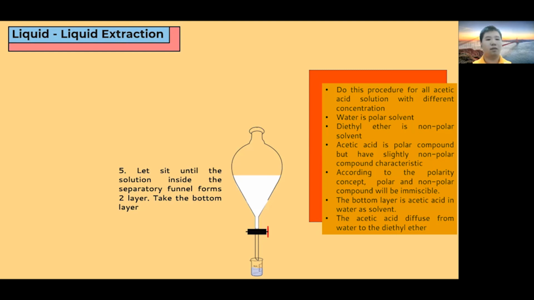Diffusion of acetic acid will occur from water, which has a higher concentration of acetic acid, to the ethyl ether, which does not contain acetic acid at the beginning. Theoretically, acetic acid will associate and form dimers, or double molecules, in the ethyl ether, yet dissociate in water to become single molecules.